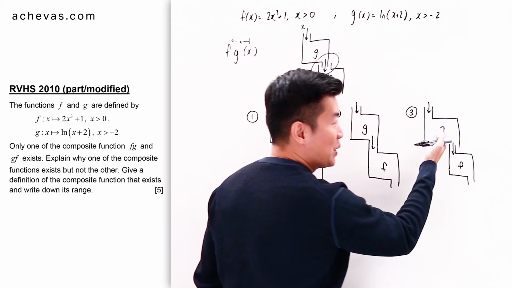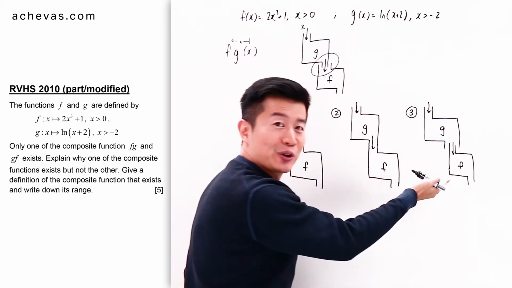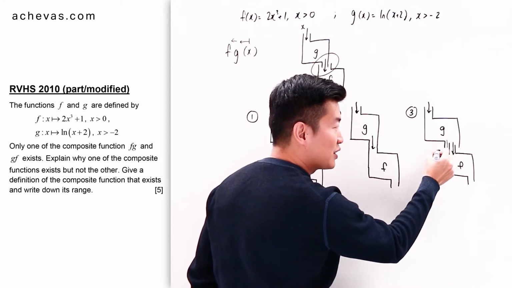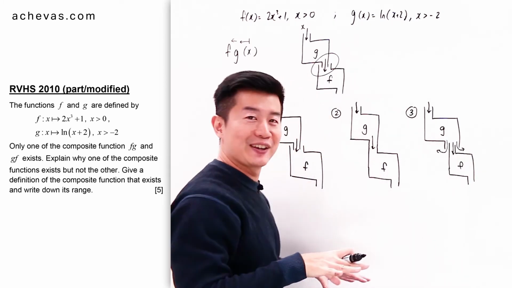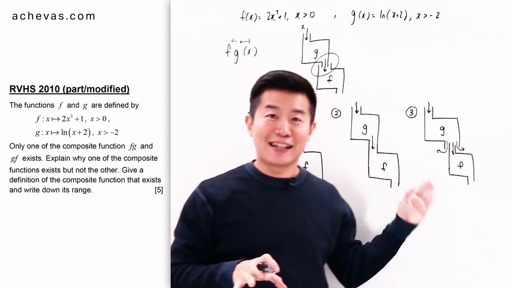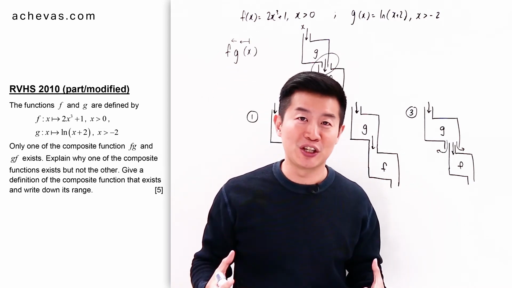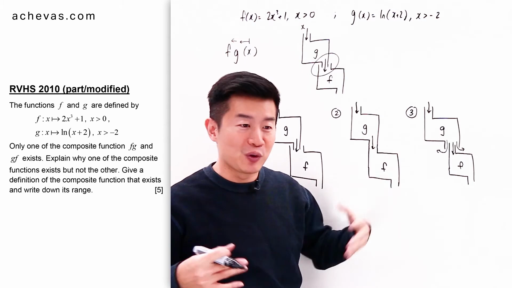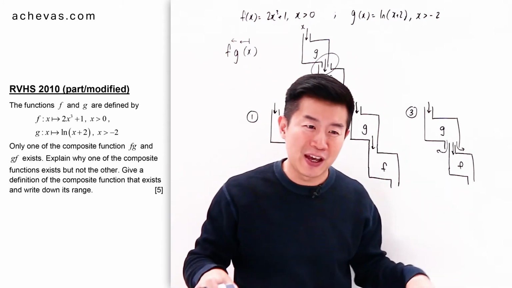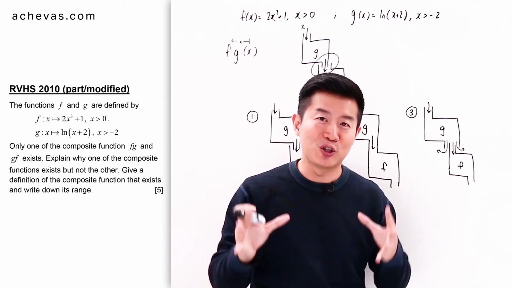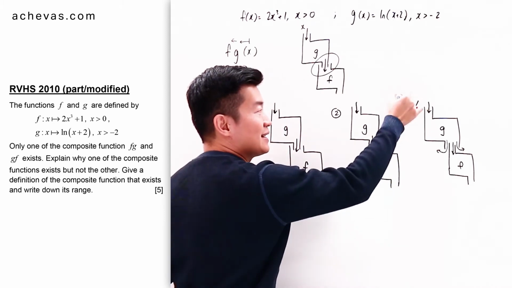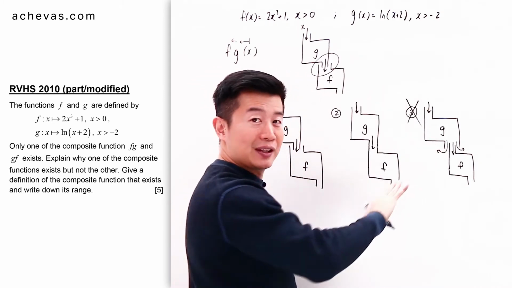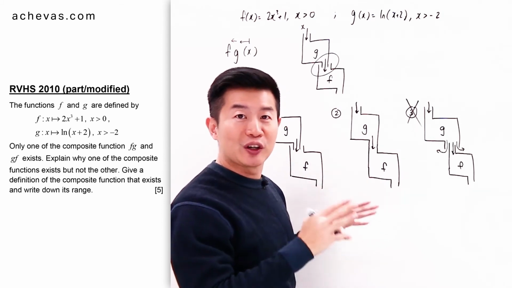Because in number 3, whatever comes out from G, yes, it will go into F, but only part of it will go into F. Because some other parts will actually be spilling all the way outside of F. And this is definitely not the way that I want to build a machine, because some parts of what comes out from G will go outside of F. I want everything that comes out from G to go into F. Which means that if this happens, the composite function will not exist.